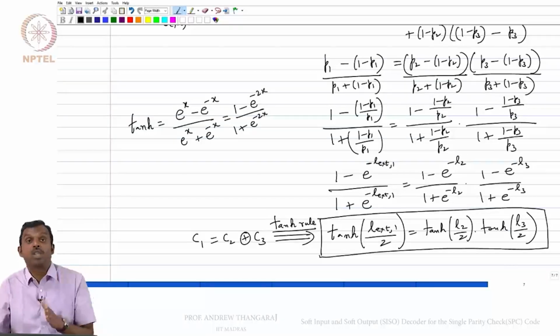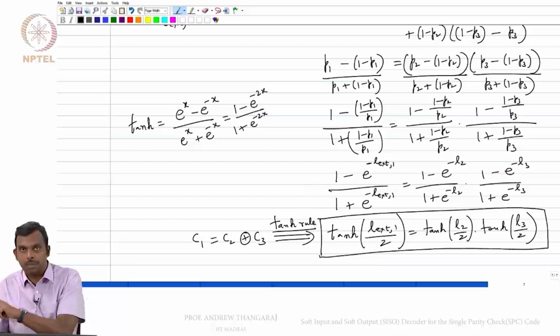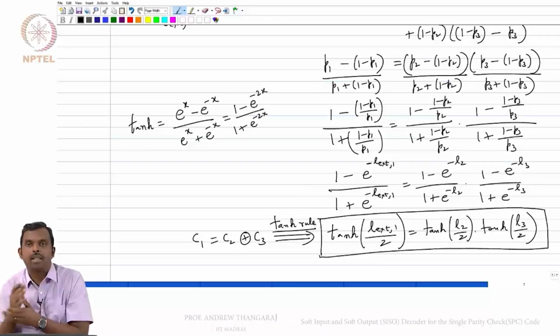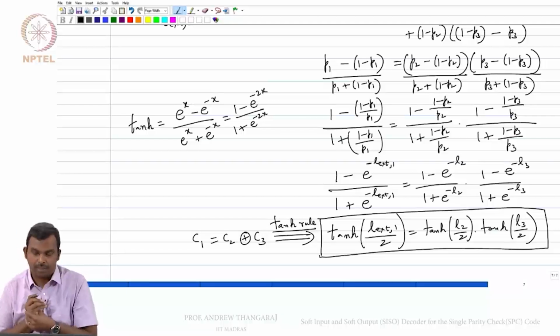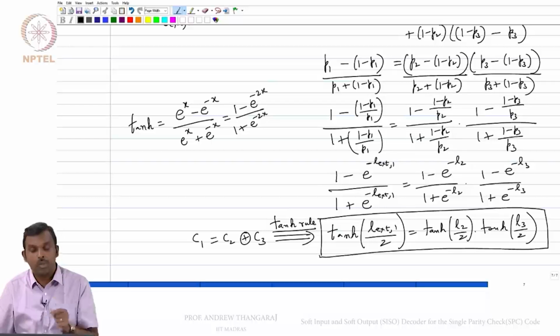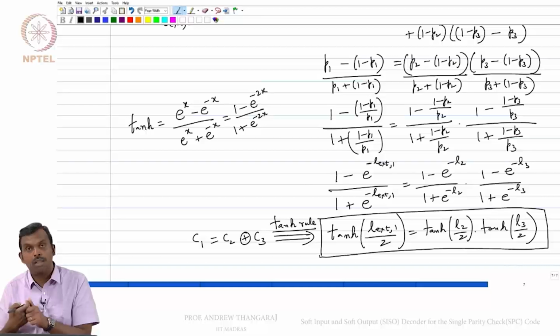You remember in the repetition code, when C1, C2 and C3 were the same, the extrinsic was simply Lext1 equals L2 plus L3. You just added the two. In the repetition code, you add the other incoming LLRs to get the extrinsic. In the single parity check code, when you have C1 equals C2 XOR C3, given L2 and L3, what is Lext1? You have to use the tanh rule: tanh(Lext1/2) equals tanh(L2/2) times tanh(L3/2).